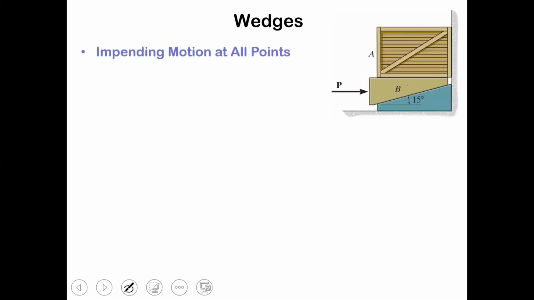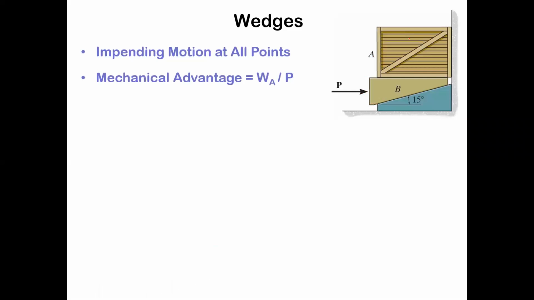So wedges are dealing with impending motion at all points. And there's this mechanical advantage of WA over P. So the weight of the thing that you're trying to keep supported over the P force that you might need to support it with is a mechanical advantage. So if this is a 100-pound crate and it only takes 10 pounds of P to keep that wedge from popping out, right? This is not the same as a doorstop. It's a little bit of a different scenario, but it's the same kind of idea. Then you've gained a factor of 10 mechanical advantage, kind of like those pliers: if you can apply 10 pounds of force, but you get 100 pounds at your plier jaws, then that's called a mechanical advantage.